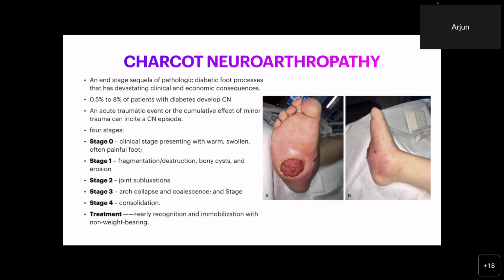It has four stages. Stage 0 is a clinical stage presenting with a warm, swollen, often painful foot. Stage 1 is fragmentation or destruction of bony casts and erosions. Stage 2 involves the joints, that is, joint subluxations. In stage 3, there's an arch collapse. And stage 4 is consolidation. Treatment is basically early recognition and immobilization with non-weight bearing.